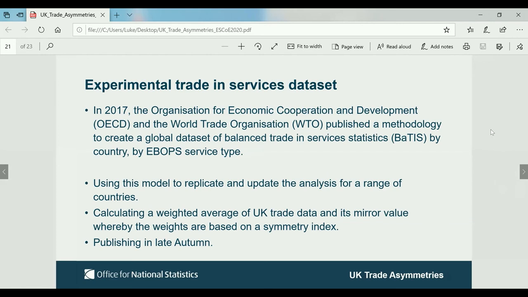So I mentioned we're working on this experimental trade in services data set. In 2017, the OECD and World Trade Organization published a methodology that was used to create a global data set of balanced trade in services statistics by country and service type. So we're looking at this model and seeking initially just to replicate and update the analysis for a smaller subset of countries. And we're hoping that this is going to tell us a little bit more about the relative position of the UK as far as trade asymmetries is concerned. And then this may be a stepping stone for us towards further analysis, linking up more widely with other institutions again, and possibly making some adjustments in the medium term to our trade data. So we're looking to publish that in late autumn.